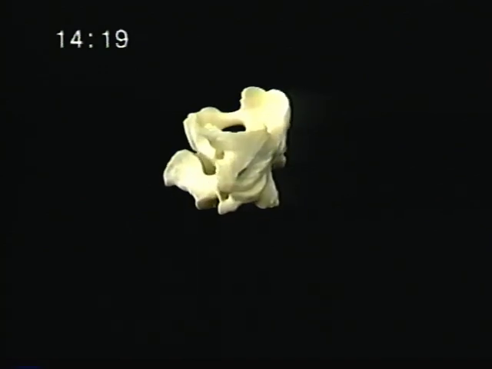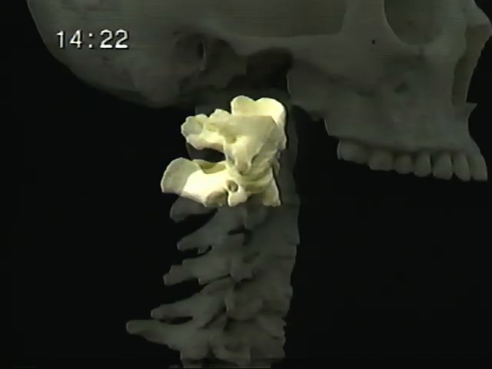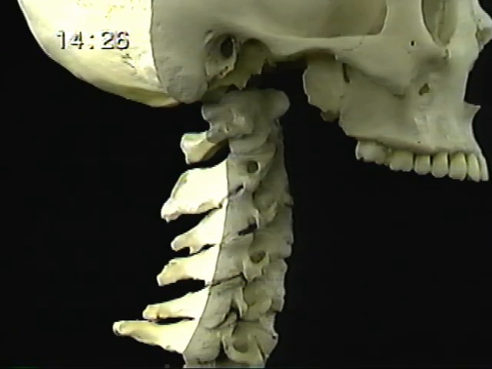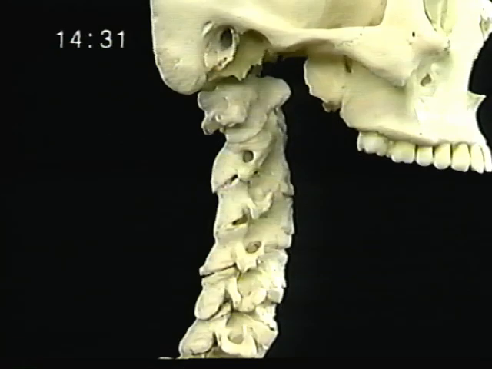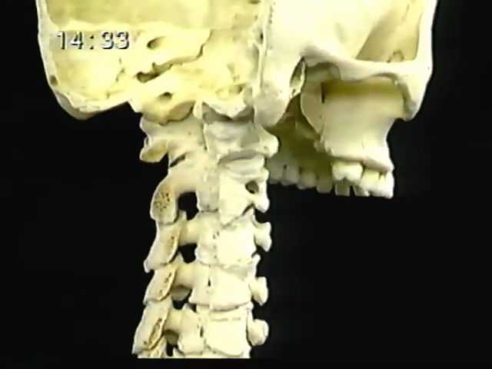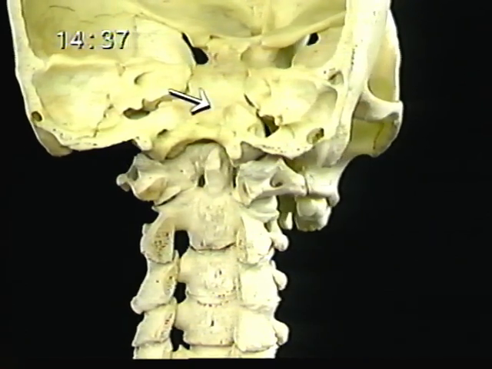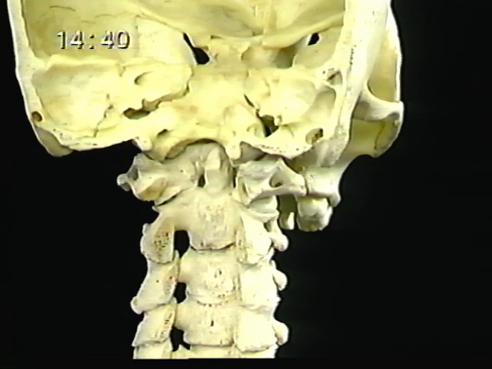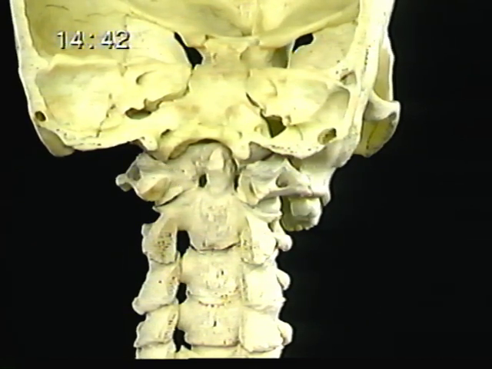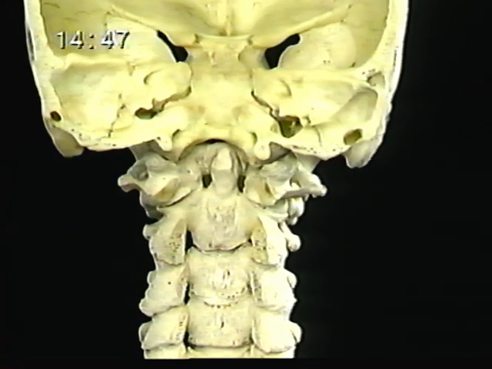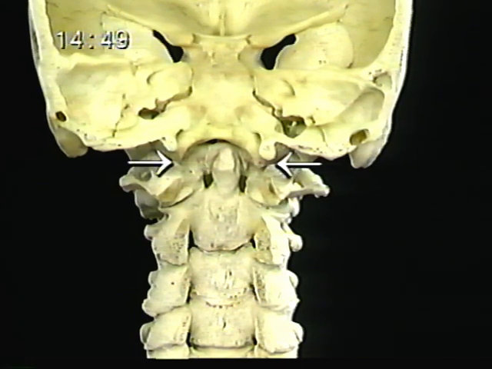To see how these structures relate to the base of the skull, we'll take an inside look from behind at a specimen in which the neural arches and the back of the occipital bone have been removed. Here's the foramen magnum. Here's the inside of the basal part of the occipital bone. Here's the atlas. Here's the axis. Here's the odontoid process. Here are the atlanto-occipital joints and the atlanto-axial joints.